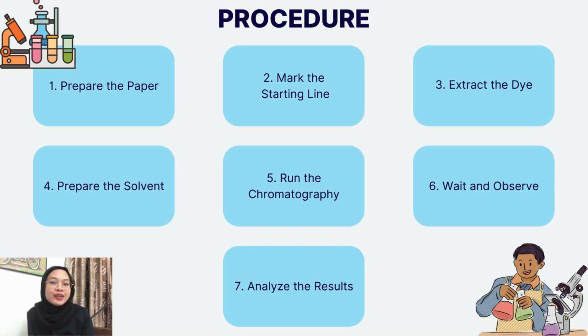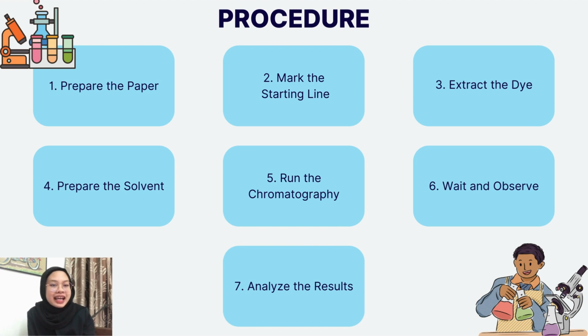After that, run the chromatography. Carefully place the paper strip into the cup so that the bottom is in the solvent but the dye spot is above the solvent level. The solvent will start to travel up the paper strip, carrying the dye with it. Next, wait and observe. Allow the solvent to travel up for about 15 to 30 minutes until it nears the top of the strip. Different colors will start to separate as the solvent moves up the paper. You will see distinct bands representing the different pigments in the candy dye.